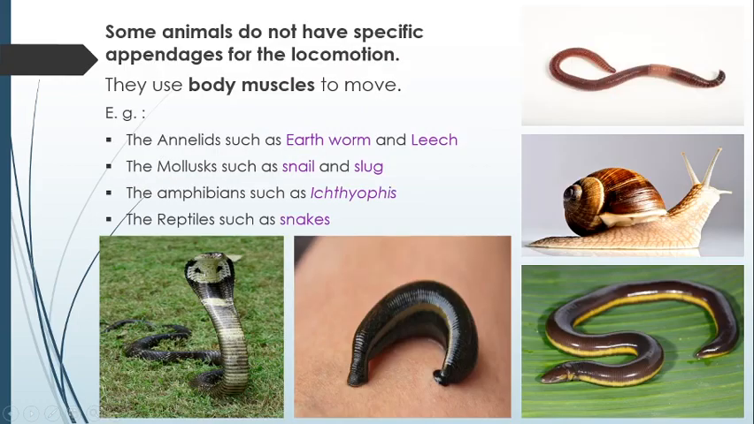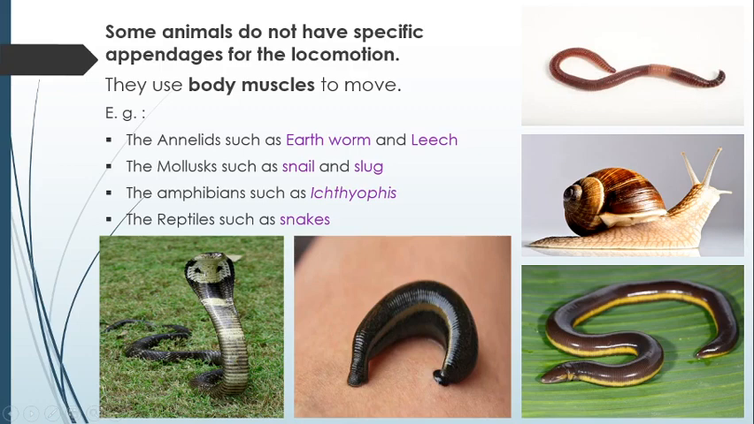Some animals do not have specific appendages for locomotion. They use body muscles to move from one place to another. For example, the annelids like earthworm and leech don't have appendages. And the mollusks like snail and slug also don't possess appendages. The amphibians such as ichthyophis don't possess limbs.